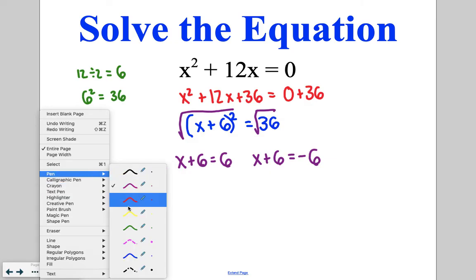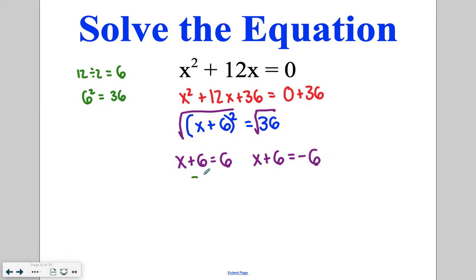Now you solve both of your equations. We're going to subtract 6. Our first answer is x is equal to 0. And when we subtract the second one, I get x is equal to -12. So again, start by completing the square, add the answer to both sides, factor, square root, and solve.